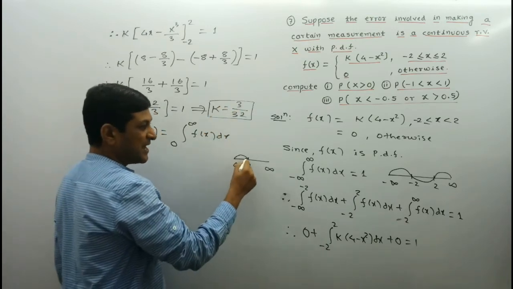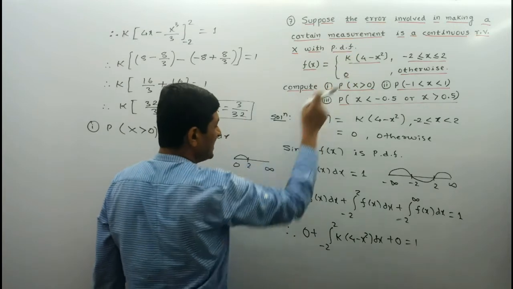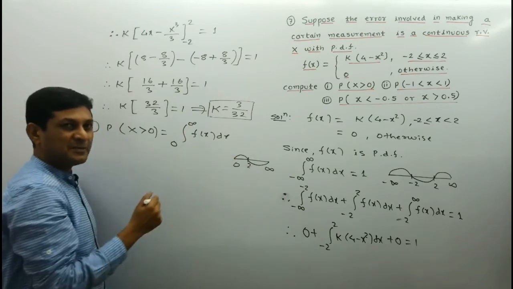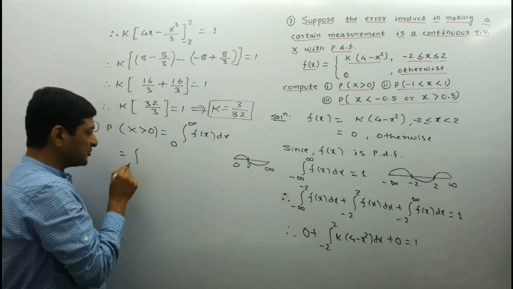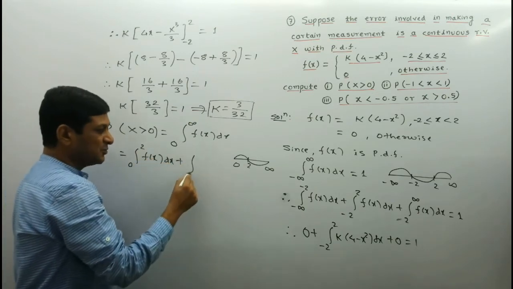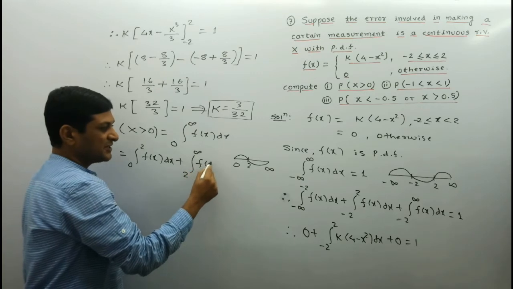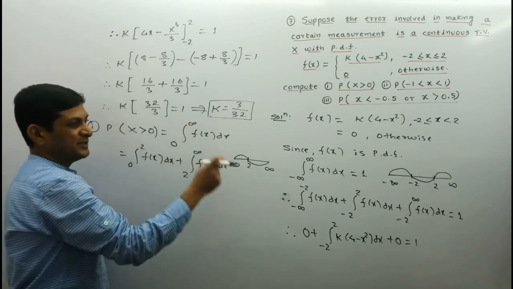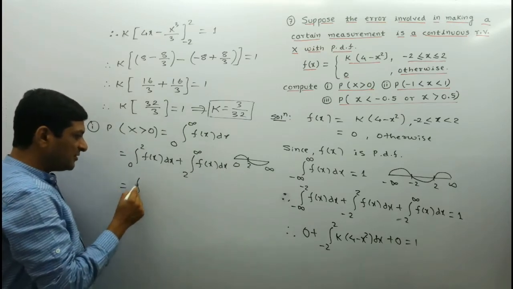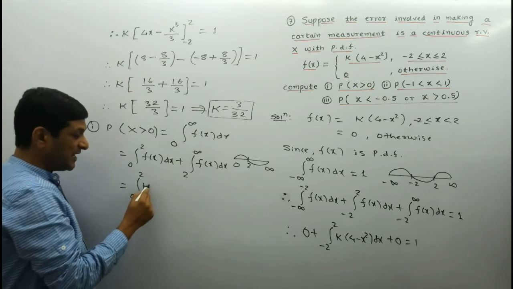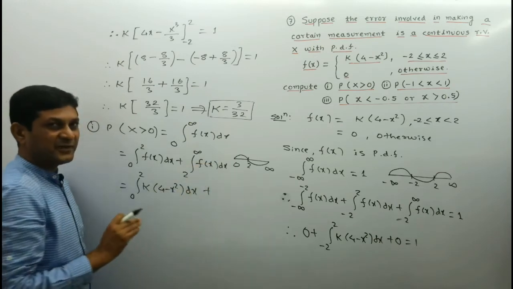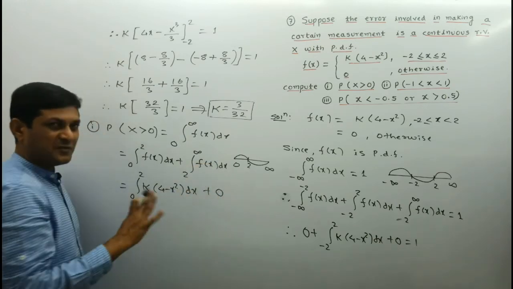In this interval, one value of f of x is this one, and otherwise the value of f of x is 0, means this 0 to infinity we have to split up into two parts. What is our first part? 0 to 2 f of x dx, plus second part is 2 to infinity f of x dx, isn't it? We have to split up 0 to infinity into two parts. In the first part, according to given condition, what is the value of f of x? Will be equal to k into 4 minus x square dx, and in the second part, value of f of x is 0, so integration of 0 will be equal to 0.